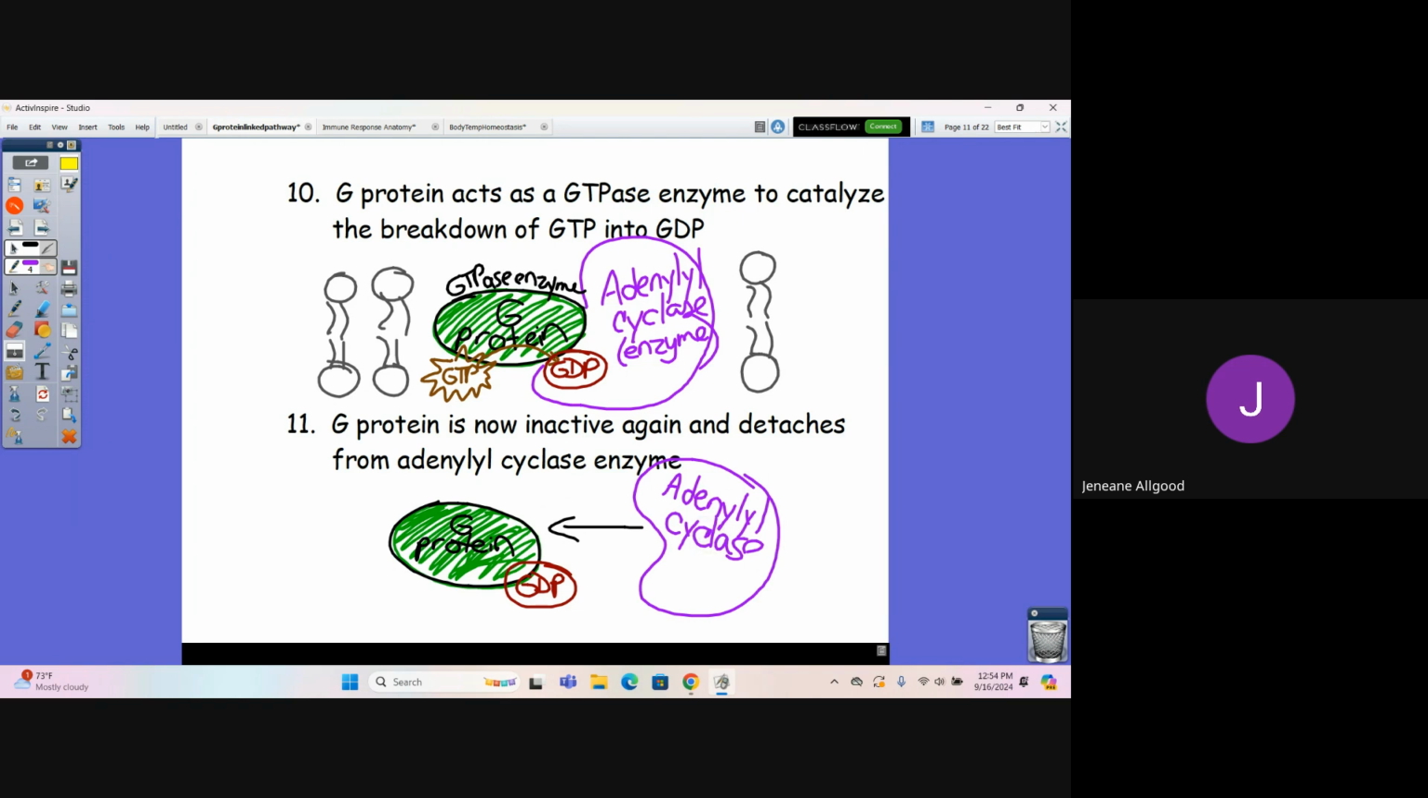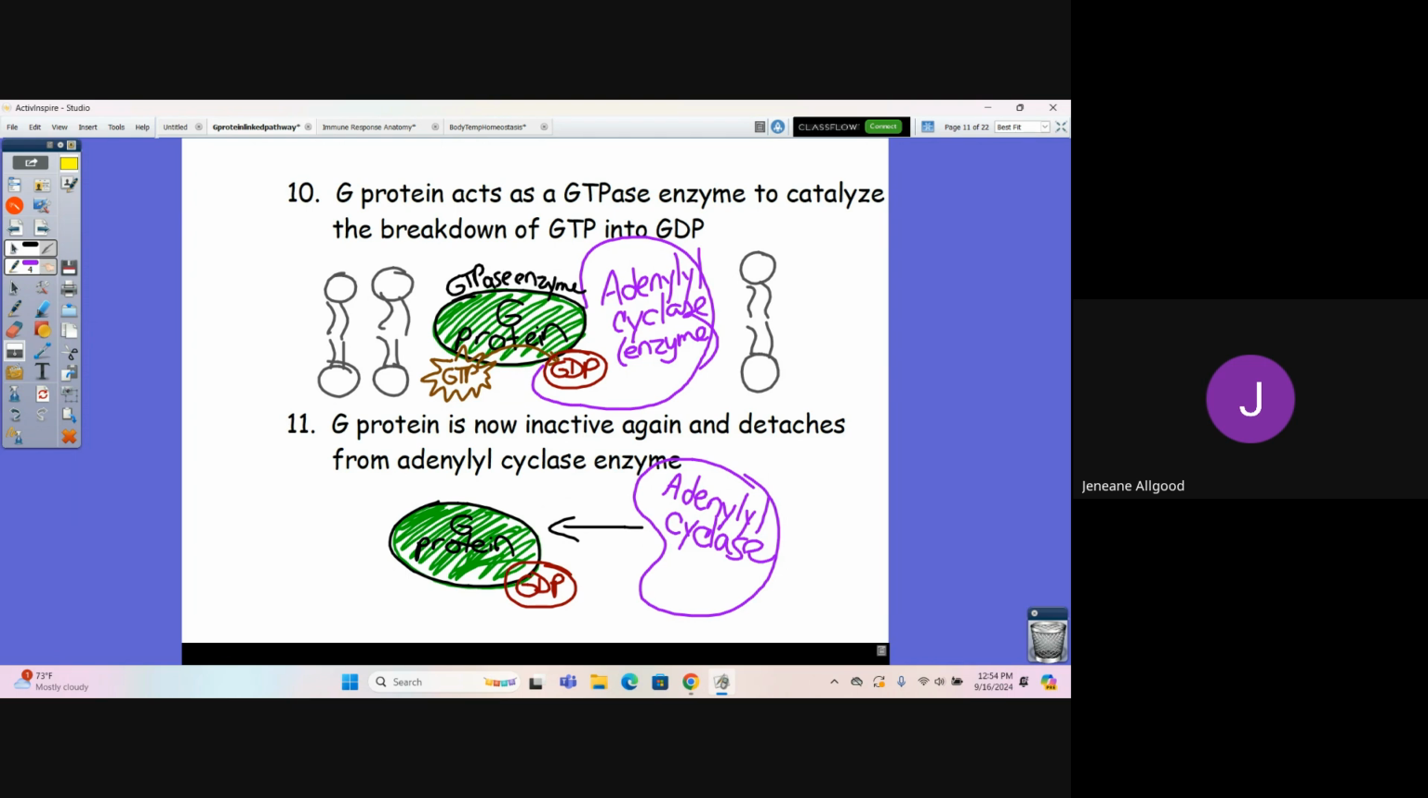That's a C, by the way. That is adenylyl cyclase, and it is no longer active. What was adenylyl cyclase's job anyway? It converted what to what? ATP to cyclic AMP, but that's only when it's activated.